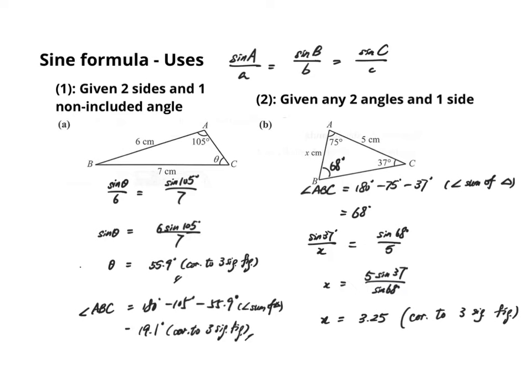We can also use the sine formula to find BC. Notice that BC is the opposite side of 75 degrees, and AC is the opposite side of angle B. By the sine formula, sine 75 degrees over BC is equal to sine 68 degrees over 5. So BC is equal to 5 times sine 75 degrees over sine 68. The answer is 5.21, correct to 3 significant figures.